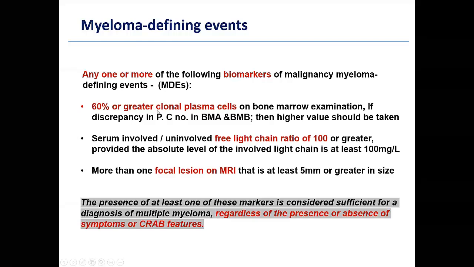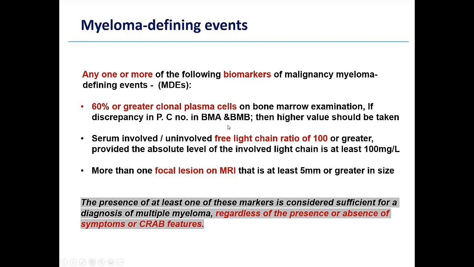Now these are 60% or greater clonal plasma cells on bone marrow examination. Now 60% or greater, but they have to be clonal. Now suppose we have got a bone marrow aspirate, we have got a bone marrow biopsy also, and then we find that on the aspirate the plasma cells are only 20% because the marrow is diluted. On the other hand, we have the biopsy, we can do CD138 and count the number of plasma cells. So whichever is higher, that is taken as the number of plasma cells.